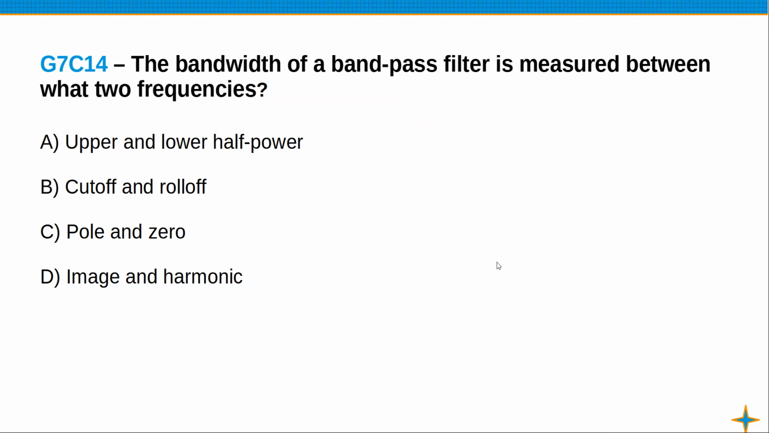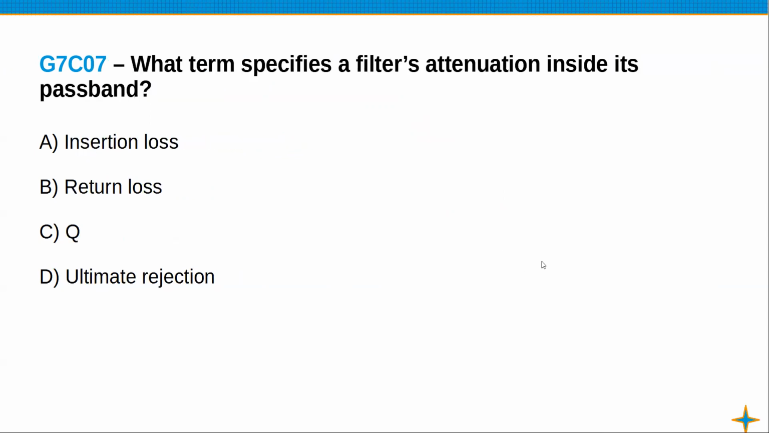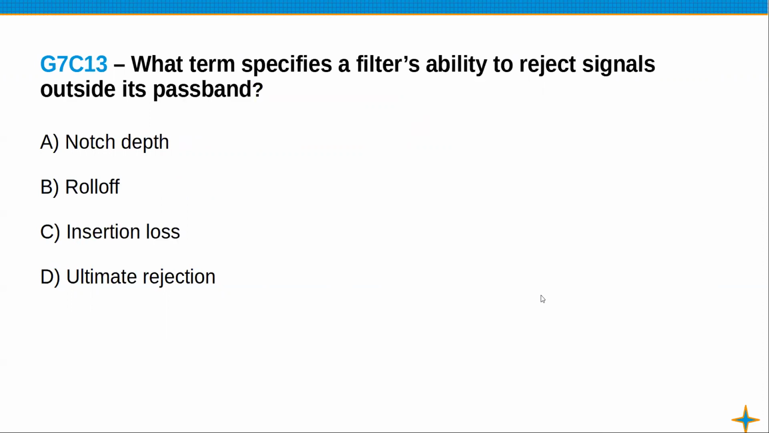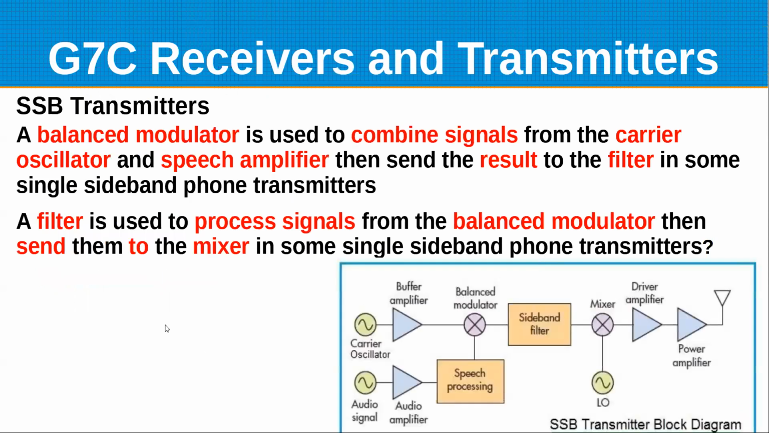Upper and lower. All right. What term specifies a filter's attenuation inside its passband? You paid attention. Usually, yeah. What determines a filter's ability to reject signals outside its passband? Oh, delta. Paying attention there again. Okay.